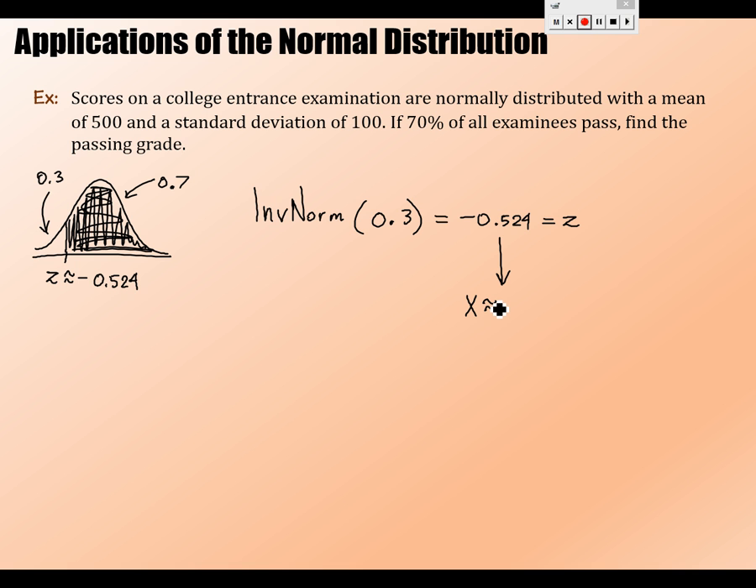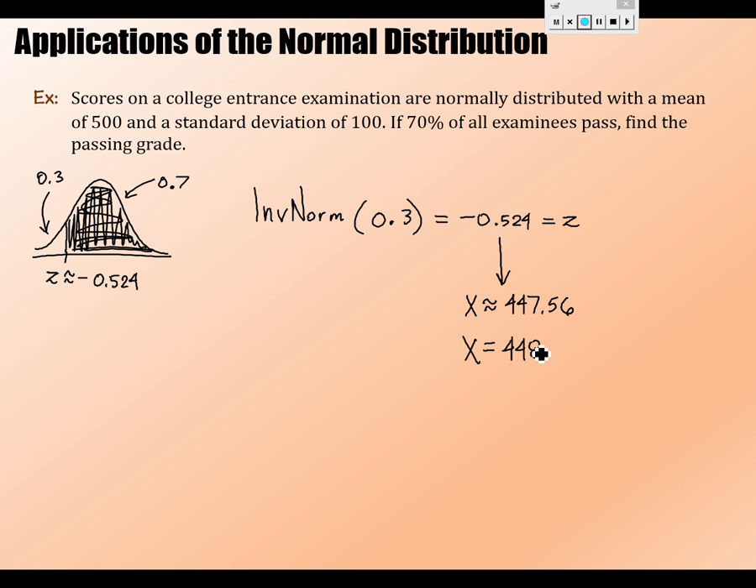Anyway, when you do that, you'll get something. 447 point something. So I don't know. What do you want to say? The 448 or something? Maybe they give half points. I don't know.